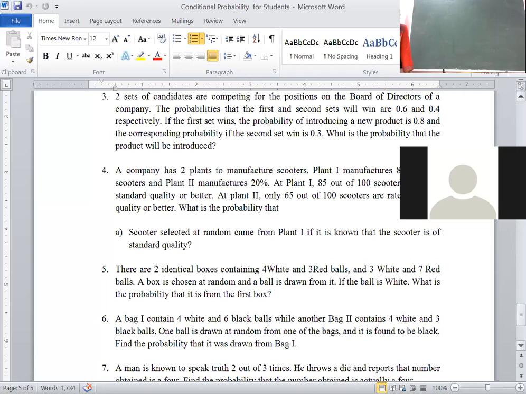Again, four events, students. What are those events? There are two identical boxes containing white and red balls. Here, four events we have to write. What are those? Event that the first box is chosen. F, I am taking, first box I have taken as F. If you want to represent it as A and B, that is your wish.